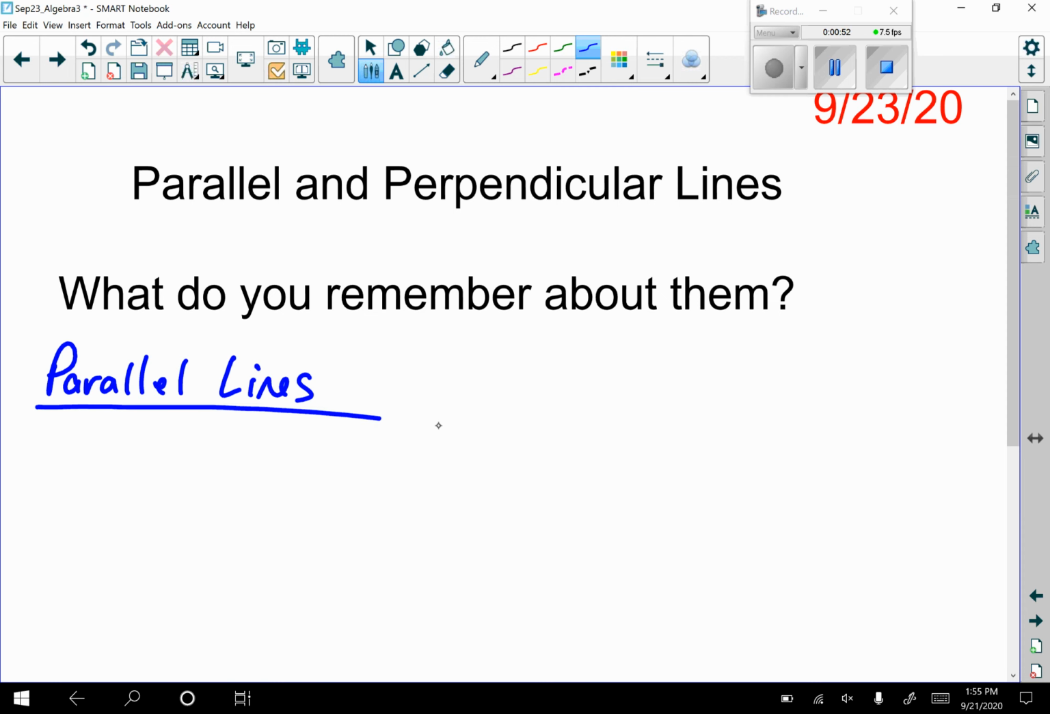All right, hopefully you mentioned parallel lines, they never intersect. And they never do this because their slopes are the same.